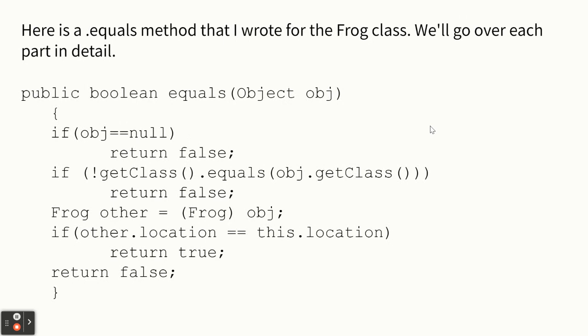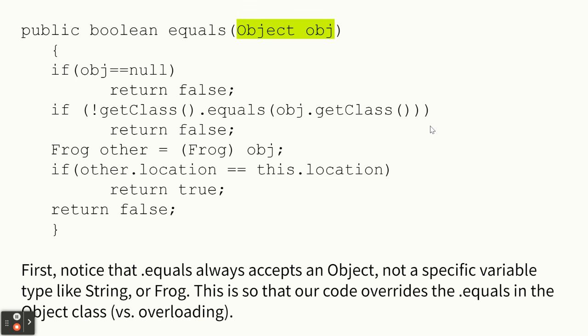This is a Cadillac version of the dot equals method that I wrote for the frog class. And we'll go over each part in detail. So starting at the top, if you're writing a dot equals method to override the one in object, it has to accept an object. Even though we know we're doing frogs, we can't have it accept a frog.